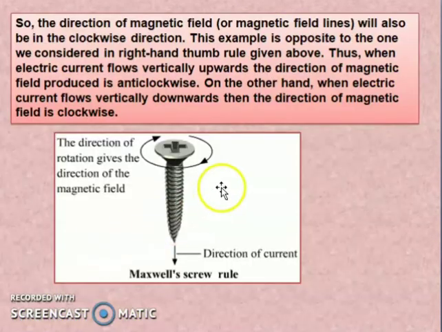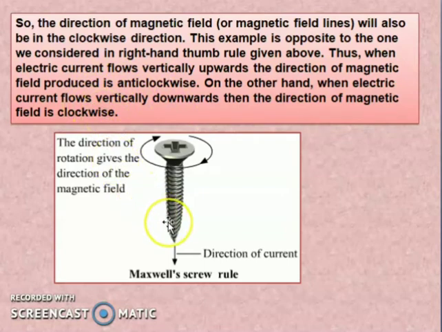Now here in this one we take the opposite direction. If the direction of current is upward, the magnetic field lines will be in a clockwise direction. This is the example opposite to the one we considered in the right hand thumb rule given below. When the electric current flows vertically upward, the direction of magnetic field produced is anti-clockwise. On the other hand, when the electric current flows vertically downward, the direction of magnetic field is in a clockwise direction.